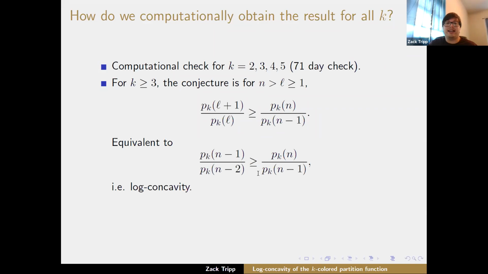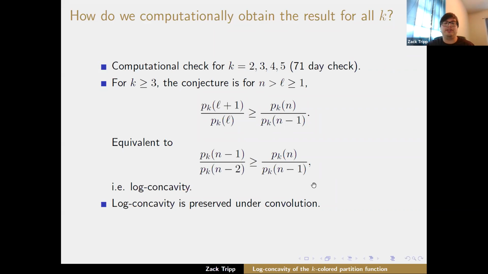Well, if you take L equals n minus 2, you get this. And if you now move it all back around, this is the same thing as log-concavity. So it turns out the conjecture the entire time was the same thing as log-concavity. Okay, and this is where we get to what I think is the really interesting part.